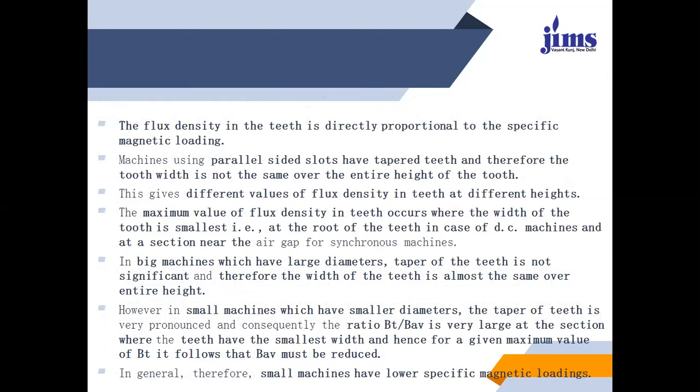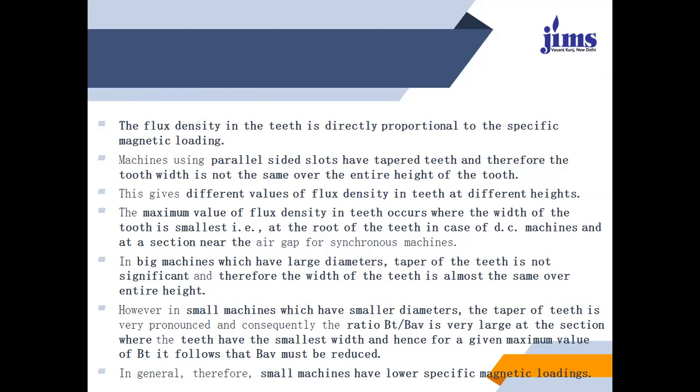The maximum value of flux density in teeth occurs where the width of the tooth is smallest, that is, at the root of the tooth in case of DC machine, and at a section near the air gap for synchronous machine. In big machines which have large diameters, taper of the teeth is not significant, and therefore the width of the teeth is almost the same over the entire height.